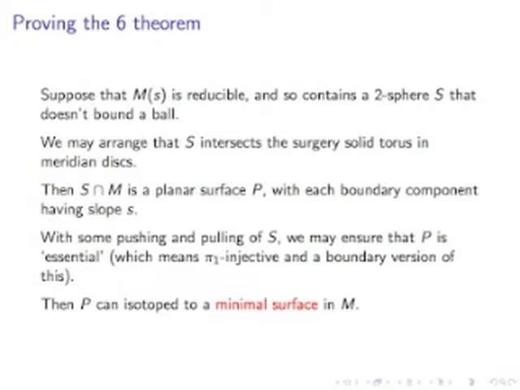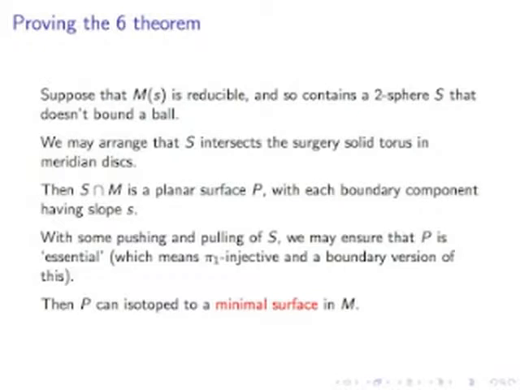So suppose that the manifold that we get by Dehn filling doesn't satisfy one of these conditions. Let's just, for the sake of being definite, suppose that it's reducible. So in other words, it contains a two-sphere that doesn't bound a ball. That two-sphere we'll call S. So this two-sphere is living inside the filled-in manifold. And in the filled-in manifold, there are these solid tori which we attached.